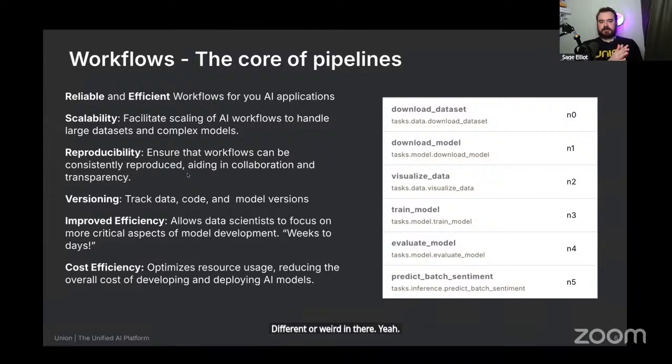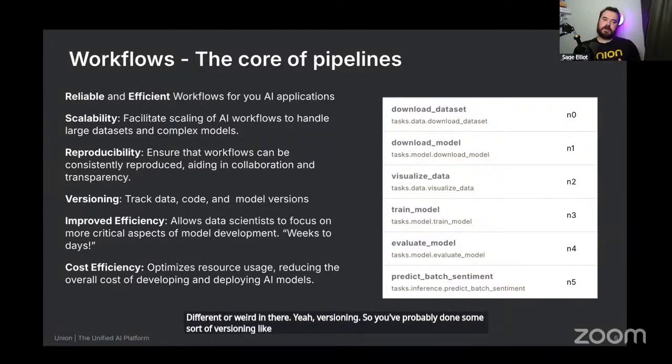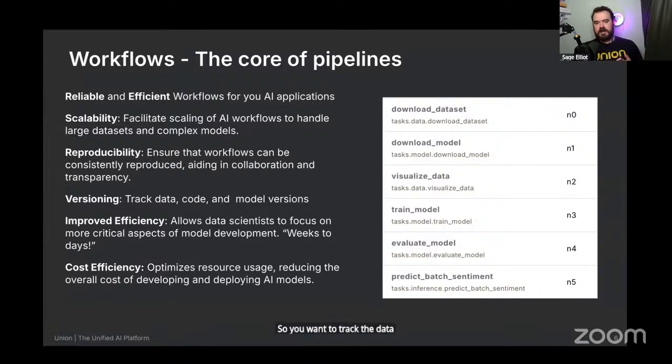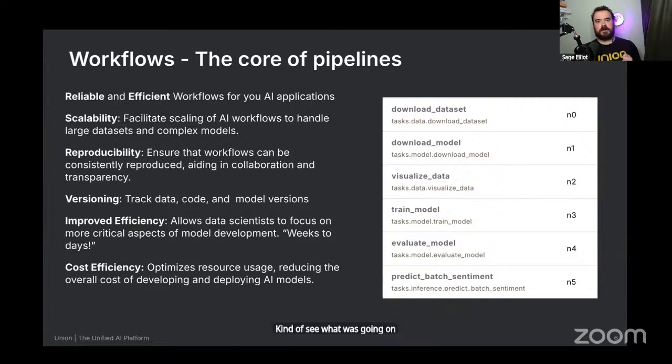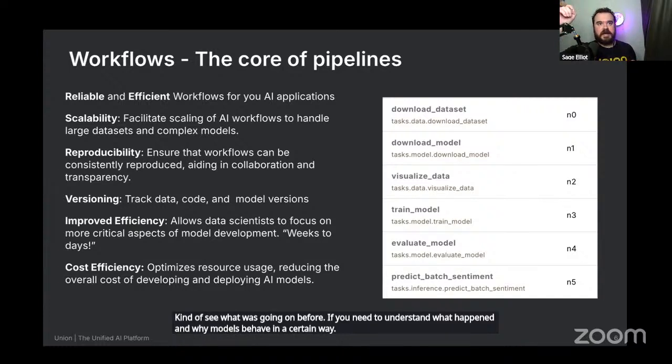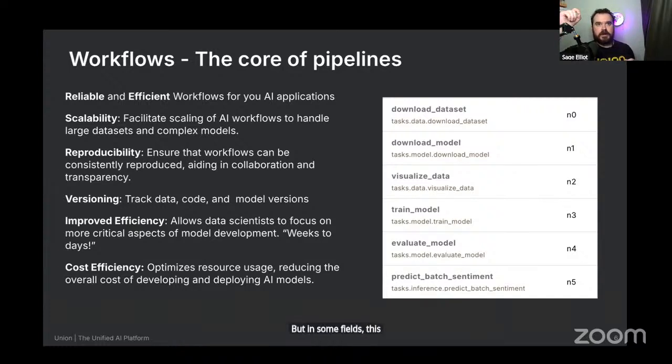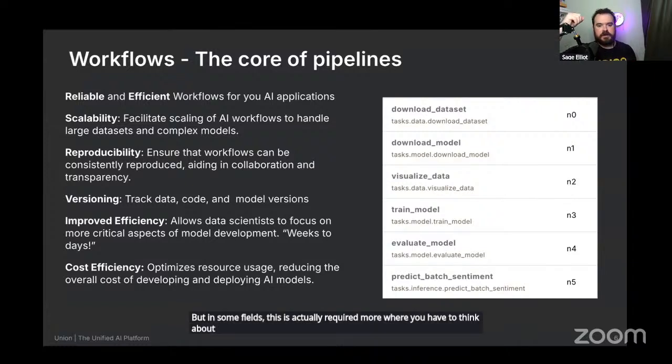Yeah, versioning. You've probably done some sort of versioning with code before, but in my opinion, if you can, you should always version your whole workflows. So you want to track the data, the code, and the model versions. This is always good for most teams to do, so you can easily roll back and see what was going on before if you need to understand what happened and why a model's behaving in a certain way. But in some fields, this is actually required, where you have to think about compliance, like in the financial industry or healthcare. This isn't necessarily negotiable.